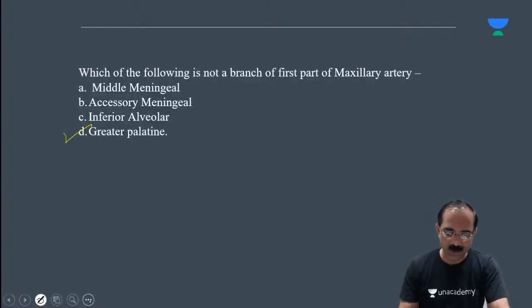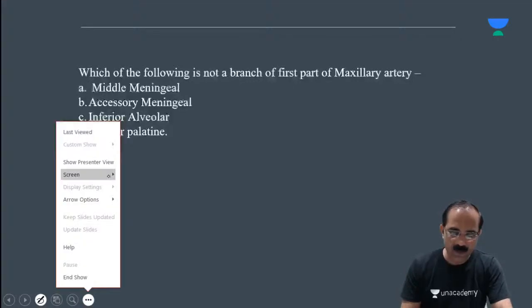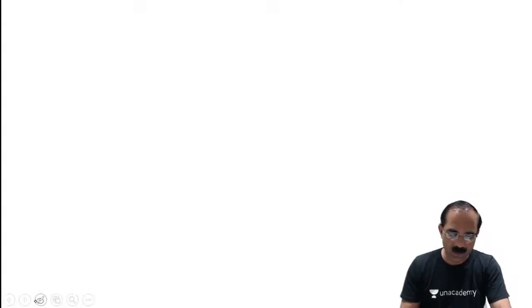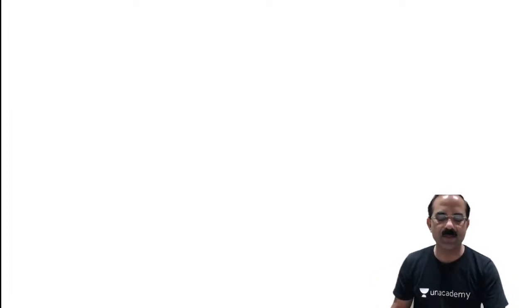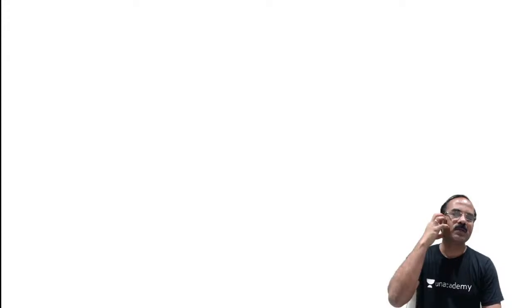The answer is greater palatine. Now tell me, the maxillary artery is a branch of what? Can anyone answer this? The maxillary artery is a terminal branch of... Answer is D for that. Whatever you know, you answer. Even if it is wrong, it's okay. It's between only you and me. The maxillary artery is a terminal branch of the external carotid artery. Very good. It is given off in the parotid gland.